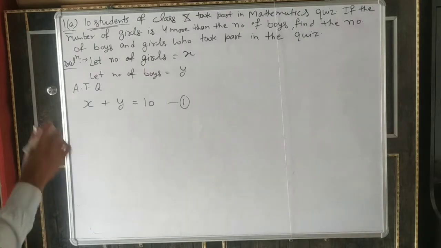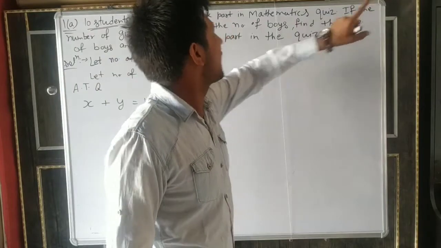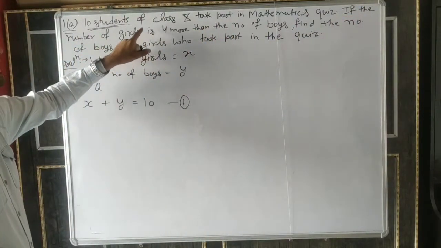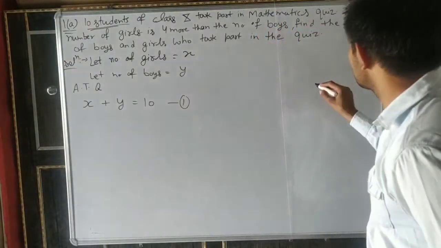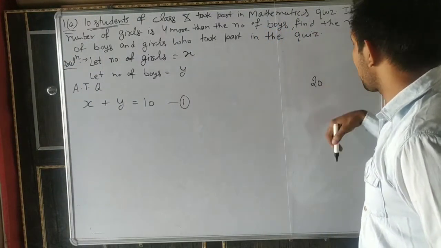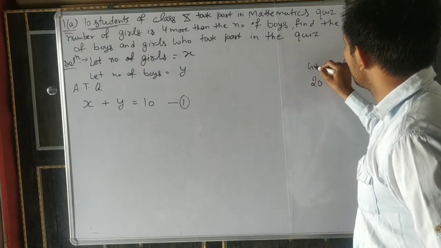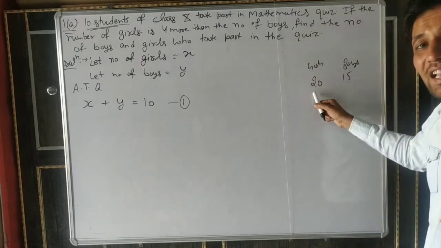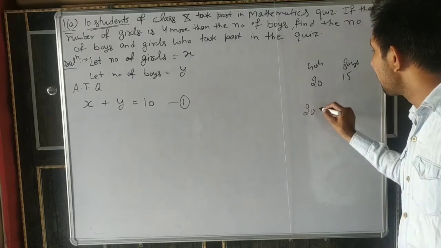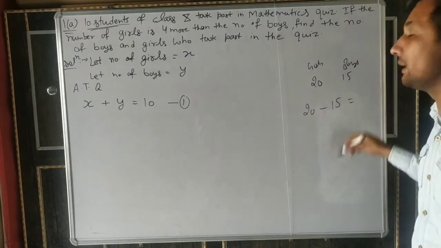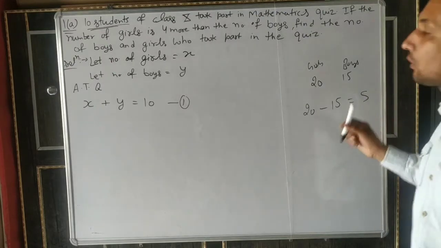Now, the second equation. We have to write one more equation. What is it? The number of girls is 4 more than boys. If I say in your class there are 20 girls and 15 boys, it means the number of girls is 5 more than boys. So girls minus boys equals how many more? 5. 20 minus 15 equals 5. It is an equation; we are using an equal sign.